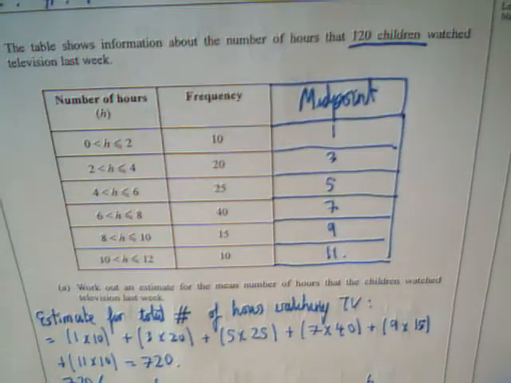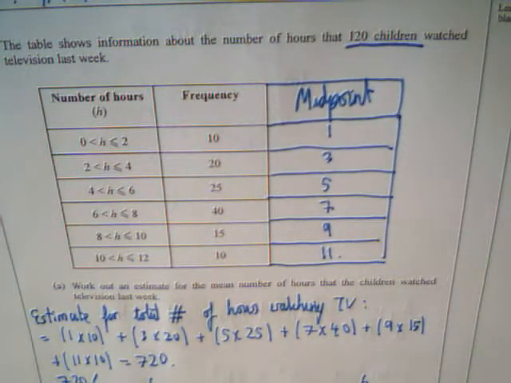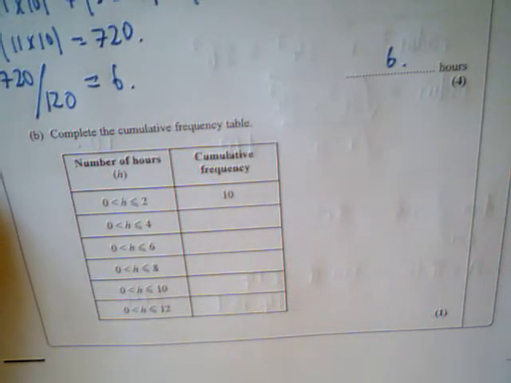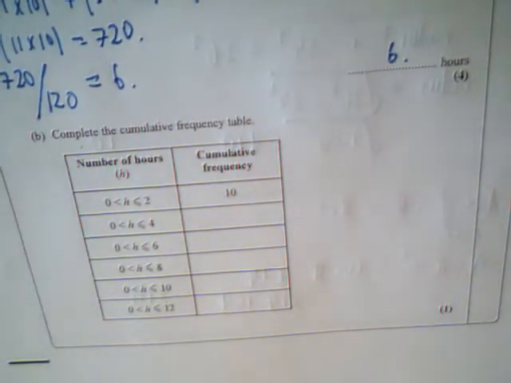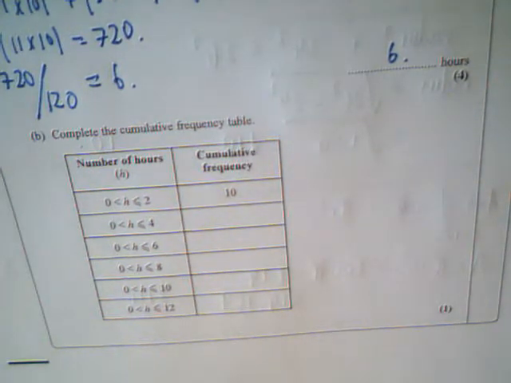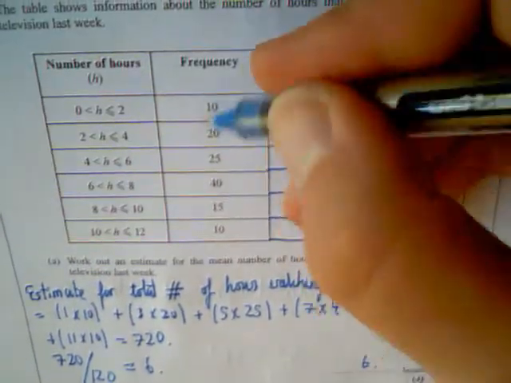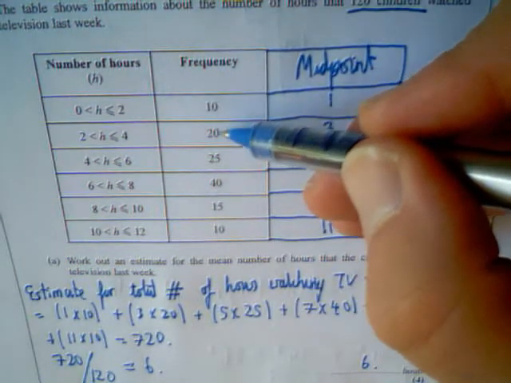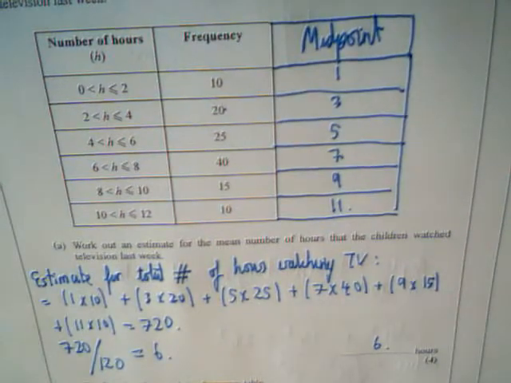A bit of working involved in that, but once you've seen a couple of examples, it should be fairly straightforward to get to grips with. And it says complete the cumulative frequency diagram. So let's recall what cumulative means. This means like between 0 and 4, there's been a total amount of X children watching TV. So all that we do is, like between 0 and 2, there's been 10. Between 0 and 4, it's going to be 10 plus 20 here, and all of them should add up to 120 at the end. So I'll just fill this in.